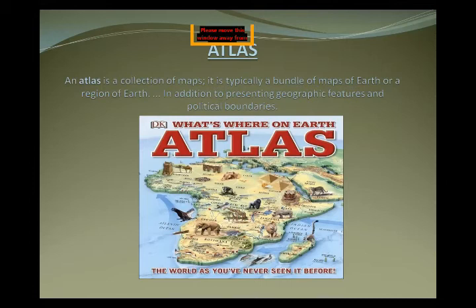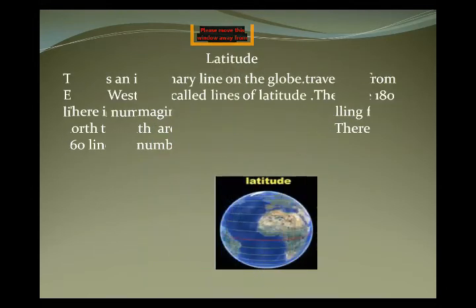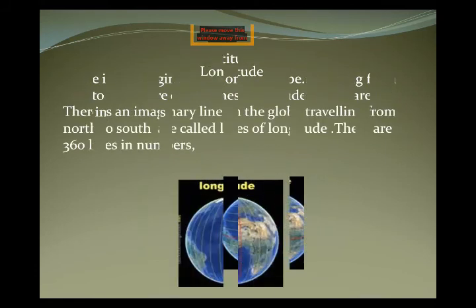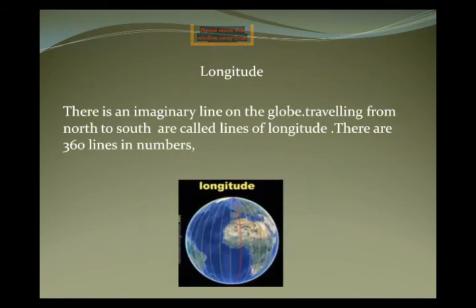And the next topic is longitude. In the topic of longitude, we have discussed so many things. First of all, we have shared the lines of longitude. There are 360 lines on the globe, and the most important thing, the central point in longitude, is the prime meridian, and it represents 0 degrees. Now the next is latitude.